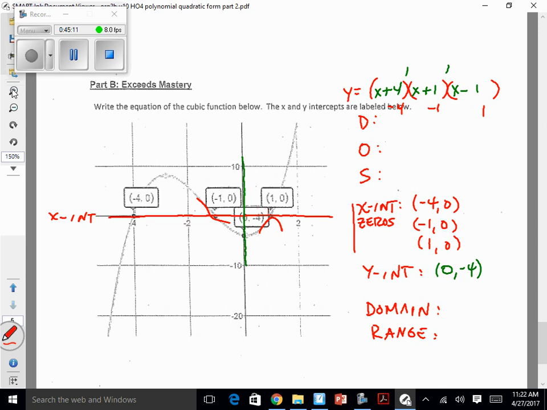What else do we need? Oh, we need a degree. They happen to be all singles. Someone say the degree on this one, please. 3. Someone else, please tell me what the number of solutions will be. 3. Is this positive or negative? It's positive, because it starts low and ends up. The number of solutions and the degree is always the same.